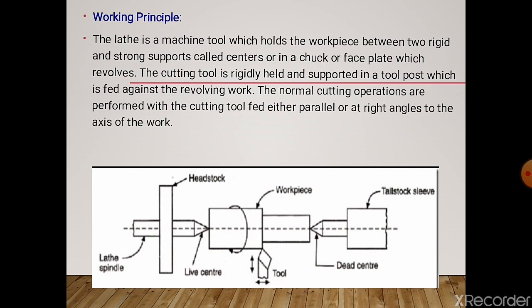Next, working principle. The lathe is a machine tool which holds the workpiece between two rigid and strong supports called centers, or in a chuck or faceplate, which revolves. The cutting tool is rigidly held and supported in a tool post, which is fed against the revolving work. The normal cutting operations are performed with the cutting tool fed either parallel or at right angles to the axis of the work. This figure shows the working principle of the lathe machine.